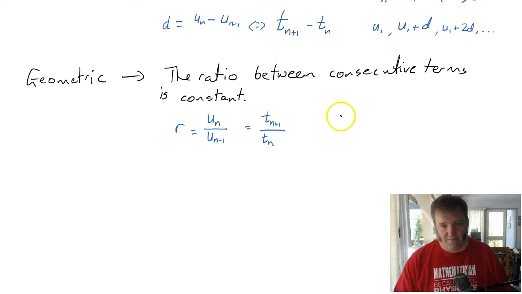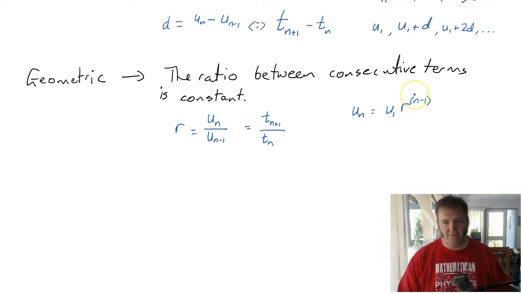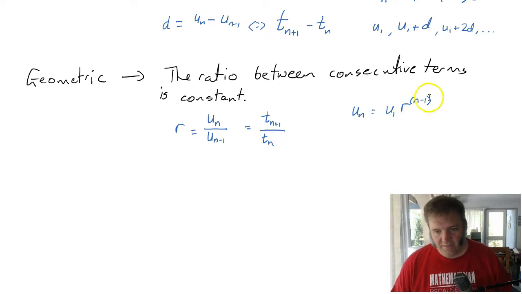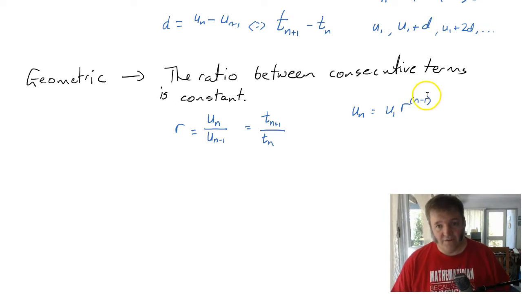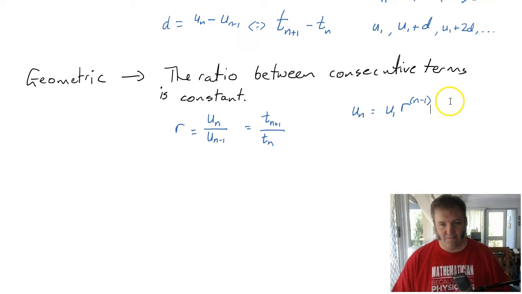Geometric, what's the general formula for finding one of these? For the nth term, I take my first term and multiply it by the common ratio, and again it is n minus 1 times. So in this case, it's r to the power of n minus 1, because obviously I'm not going to need to multiply the first term by anything to get the first term. It's just going to be what it is. So again, it's n minus 1.